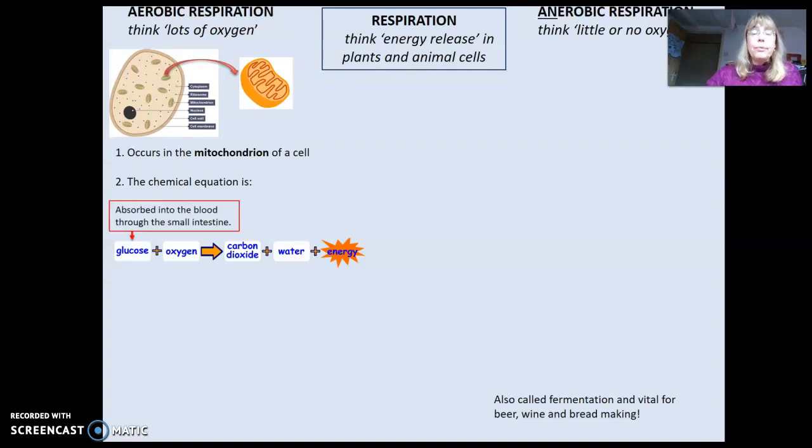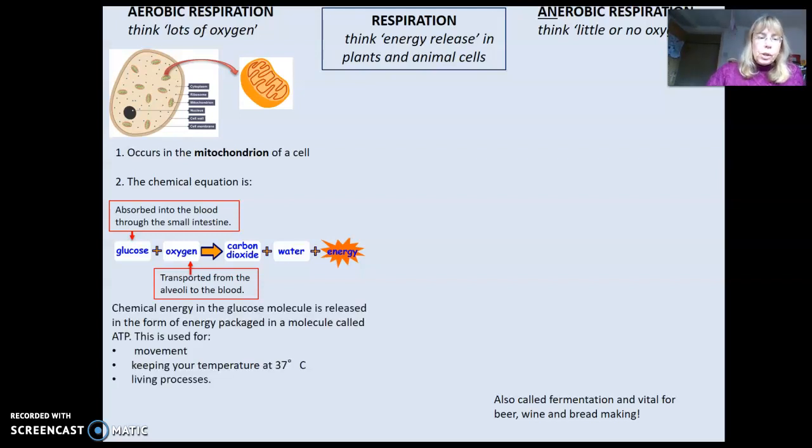So where does the glucose come from? Well, when I have my Rice Krispies, it gets absorbed into my blood through the walls of the small intestine, and that gets transported around the body to my cells. Where does the oxygen come from? Absolutely, it comes from the lungs, so it goes into the alveoli where it diffuses into the bloodstream. It then travels to the heart, which then pumps it around the body to the cell in your thigh. Okay. And as a result, carbon dioxide and water are produced.